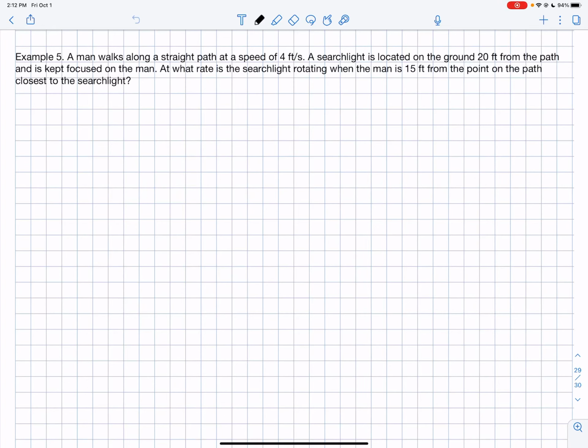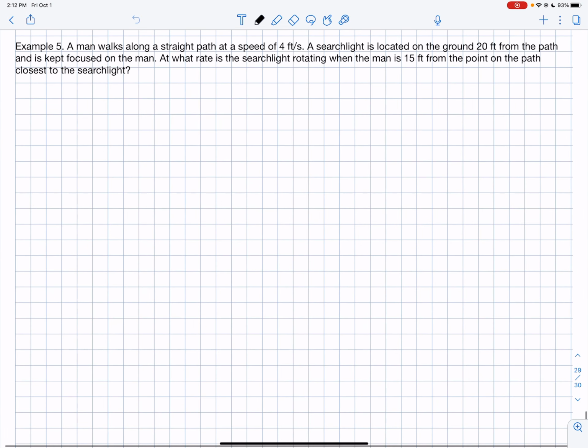Example number 5. A man walks along a straight path at a speed of 4 feet per second. A searchlight is located on the route 20 feet from the path and is kept focused on the man. At what rate is the searchlight rotating when the man is 15 feet from the point on the path closest to the searchlight? Now we draw the picture for this.